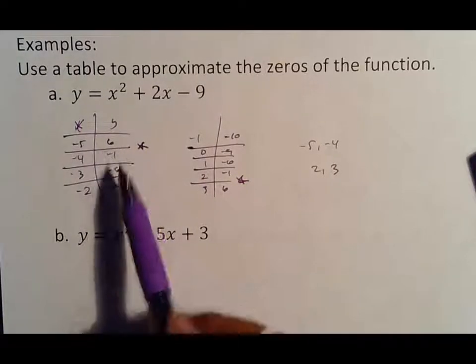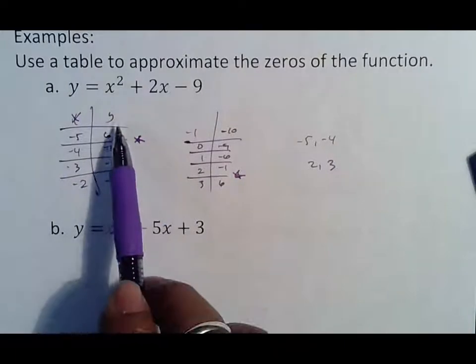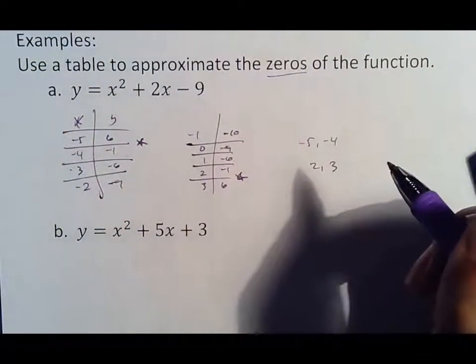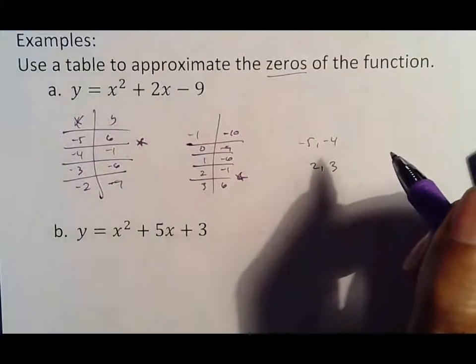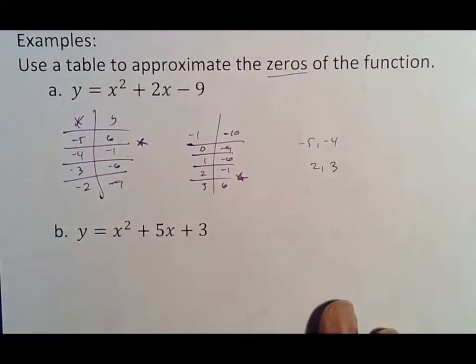But I need you to be able to do that so you understand how zeros work. As soon as the sign switches, it means it had to have crossed the x-axis. If it crossed the x-axis, it means that you have found a zero or a solution or x-intercept or a solution. I don't know which one I didn't say. It's hard to say all four, but that's the general idea.